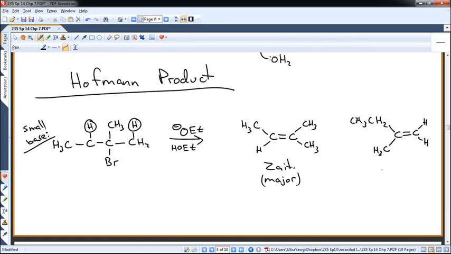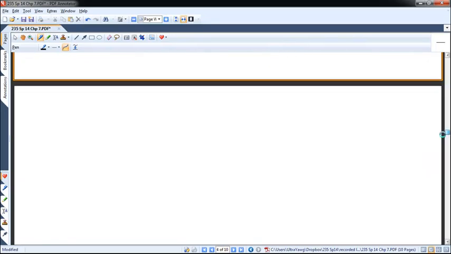Meaning a double bond goes here. This is minor, just like we said. And the name of this one, the less substituted alkene, is called the Hofmann product. So with a small base, the normal rules of elimination chemistry apply, and the Zaitsev product will be the major product. So that's no change as to what we've talked about.